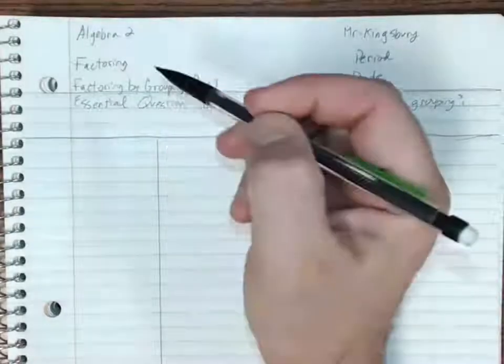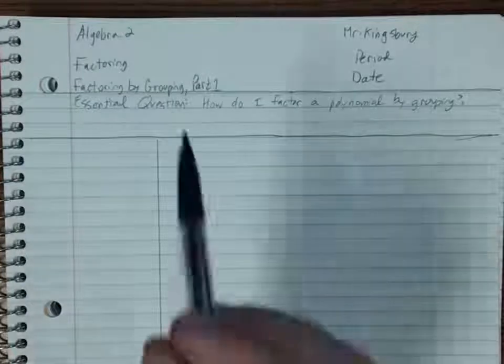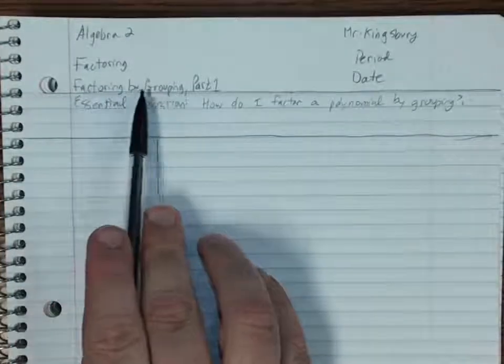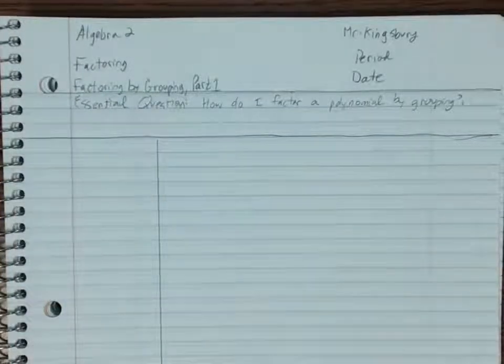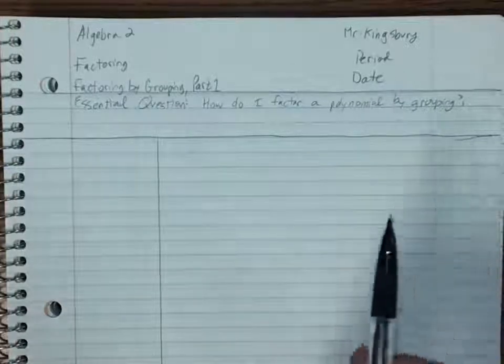Remember, this is our Algebra 2 class, and we're studying factoring. That's our unit. Today we're going to look specifically at factoring by grouping, and I'm breaking it into two parts. Today we're going to look at factoring when the exponent is a 3 or a 4. That's the biggest exponent, I should say. And then part 2 will be over quadratics because there's an extra step there, but I really think you're going to like it. Don't forget to put your period and the date on your notes.